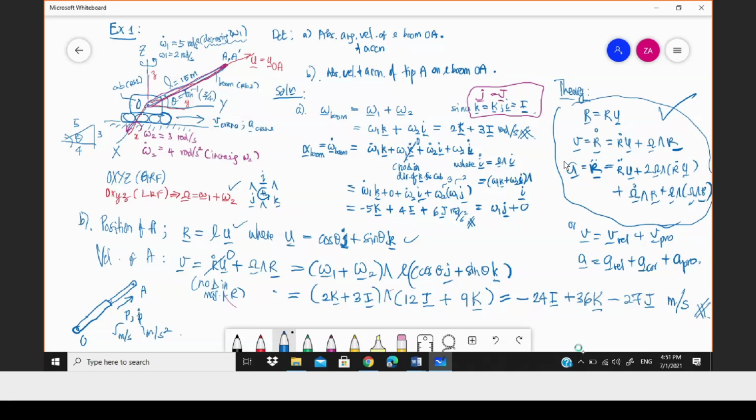In the example, I arranged the final answer in the order of X, Y, Z. So here, if possible, arrange it in the order of X component first, followed by the Y component, and last the Z component. So like this. Okay, try to arrange it in the order. Any question up to that point?